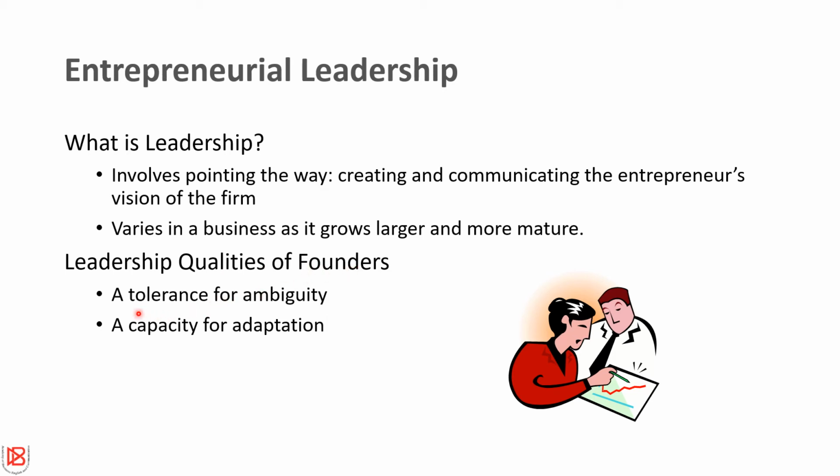Leadership qualities of founders include a tolerance of ambiguity and a capacity for adaptation. Tolerance for ambiguity means tolerance for diversity: people from different backgrounds, different perspectives, different points of view, different habits, and so on, and making the most use of them is the capacity for adaptation. As an entrepreneur, you need to have these as essential elements in your personality. So focusing on an objective, and motivating employees, workers or stakeholders to work towards the achievement of that objective is what entrepreneurial leadership is all about.